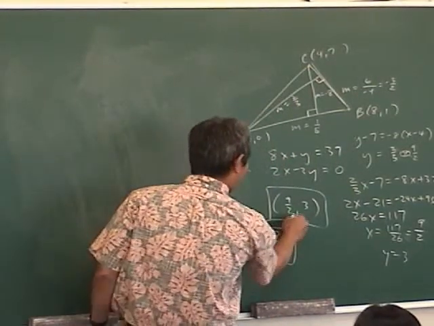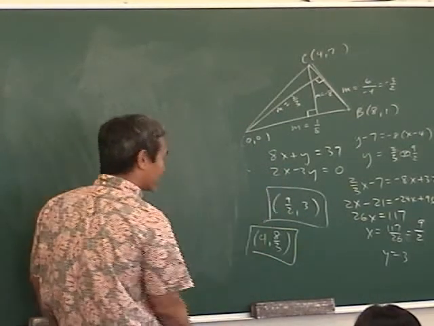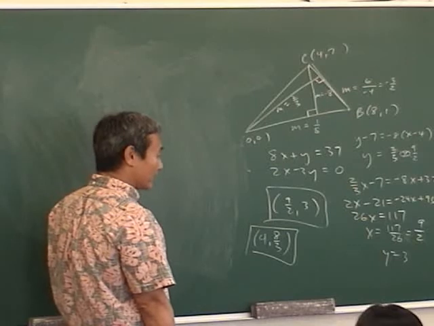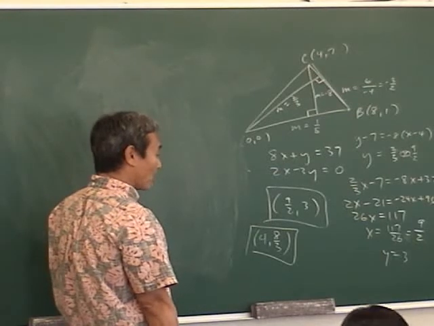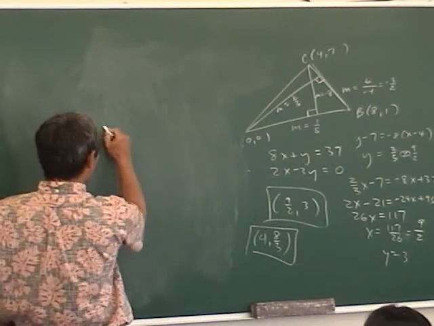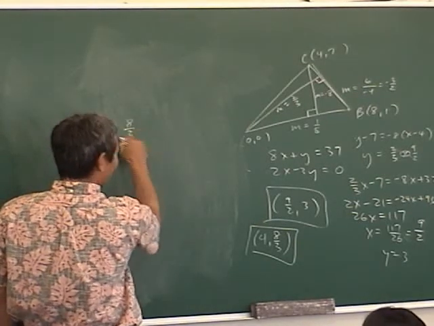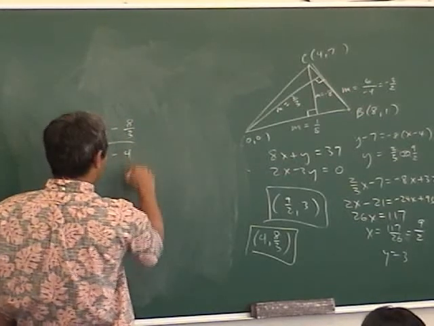Okay, let's say I computed these 2 points on the test. How do you write the equation of the line going through these 2 points? First thing you got to find is the slope. So how do you find the slope? Y minus y over x minus x.